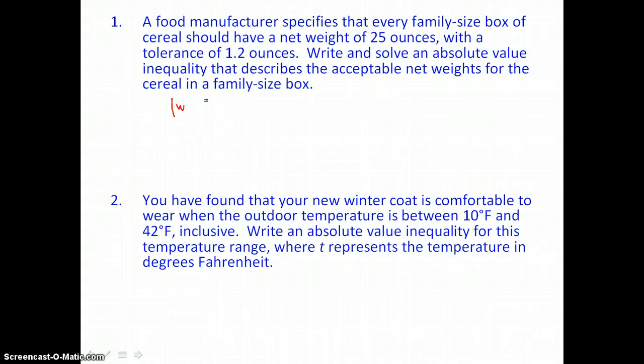We'll use W as our weight, and if I subtract the weight that we want it to be, 25, from W, and take the absolute value of that difference, that has to be less than or equal to our tolerance of 1.2. This is our absolute value inequality, and now if we solve it, since it's less than, we're going to write an and statement. W minus 25 is less than or equal to 1.2, and W minus 25 is greater than or equal to negative 1.2.